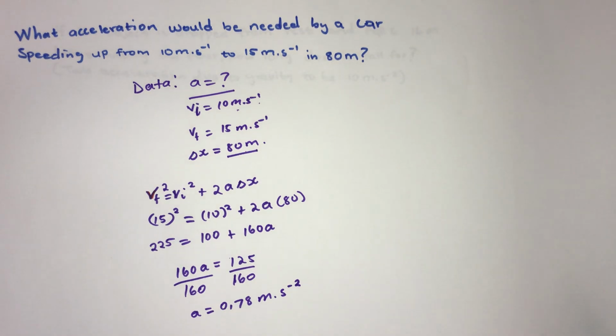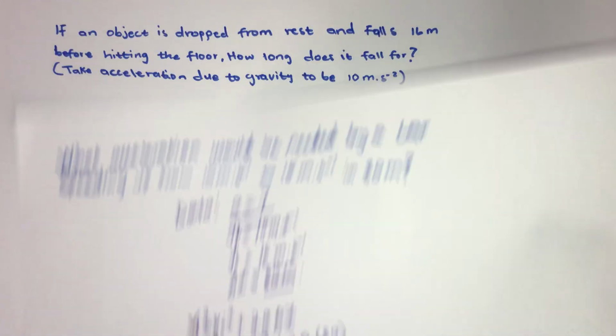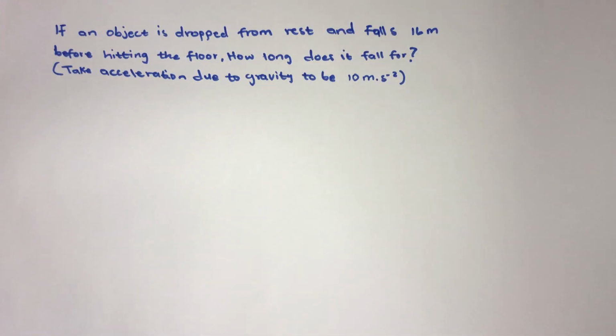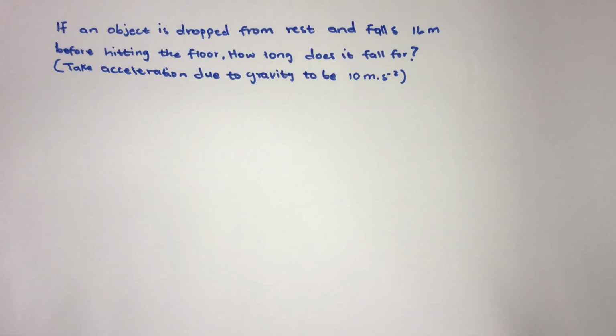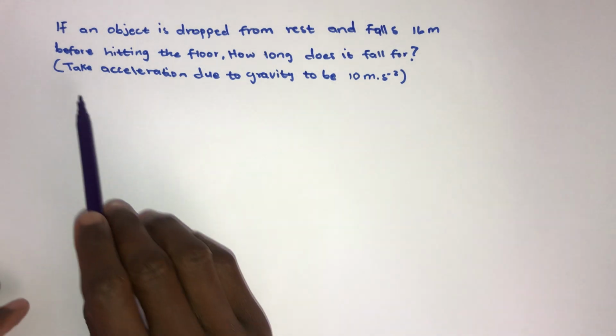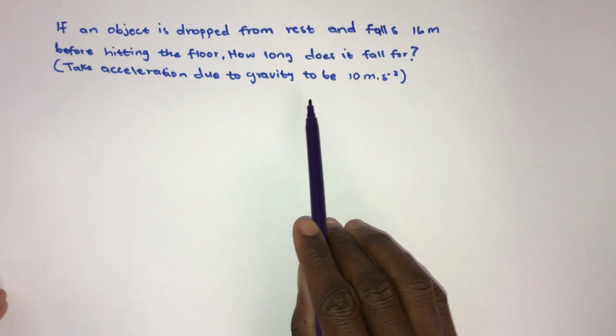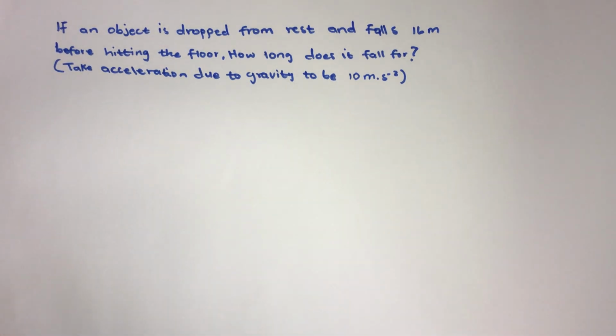So now let's move to the next question. The question says, if an object is dropped from rest and falls 16 meters before hitting the floor, how long does it fall for? They said you take the acceleration due to gravity to be 10 meters per second squared. Since the object is falling, that means it's in free fall. So the acceleration, they said you take it as 10 meters per second squared.